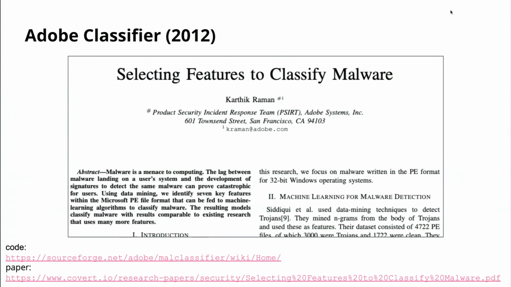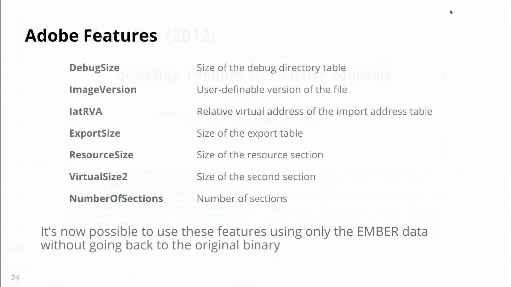And I have to give him that credit because I'm going to criticize his classifier for the rest of the talk. Sorry. These are the 7 features in the Adobe Classifier. Karthik's paper talked about having 100 features or so, and he was able to reproduce the accuracy of a model based on 100 features with just these 7, or get pretty close. And now it's possible, with his code and only the EMBER data release, to get the Adobe malware classifier scores on all these samples without going back to the original data.